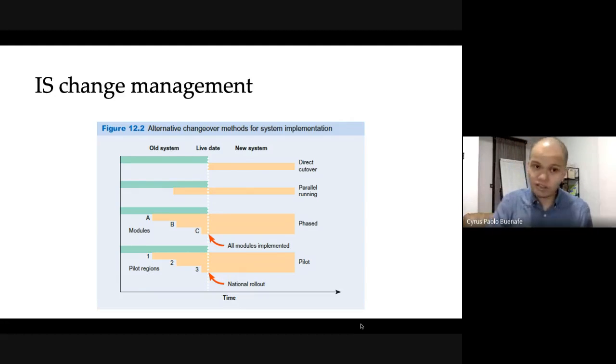It may still look staggered as far as optics are concerned, but they're different because the phased approach refers to the phasing of the features of the system, whereas a pilot approach refers to the stakeholders of the system or the key users of the system.